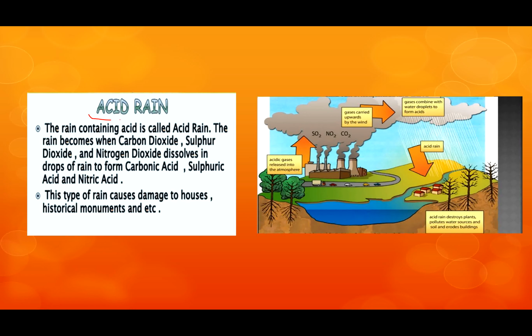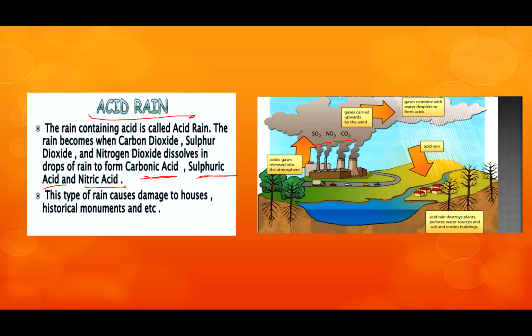The last is acid rain. It means the rain becomes acidic. Now how does the rain become acidic? This is again due to pollution. The pollutants sulfur dioxide, nitrogen dioxide, and carbon dioxide in the air mix with the rain and form acids. Carbon dioxide forms carbonic acid, sulfur dioxide forms sulfuric acid, and nitrogen dioxide forms nitric acid.